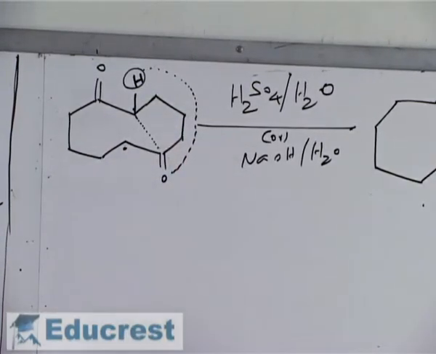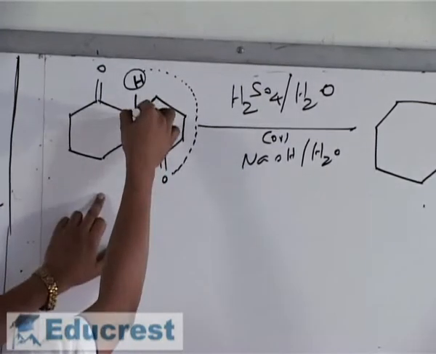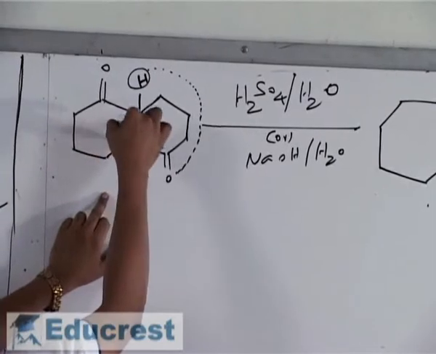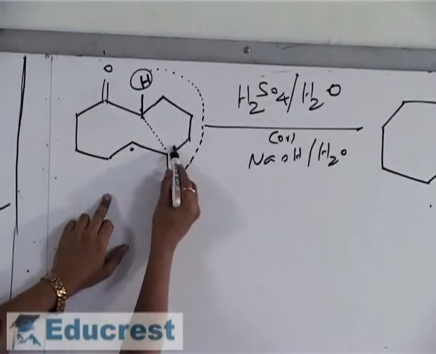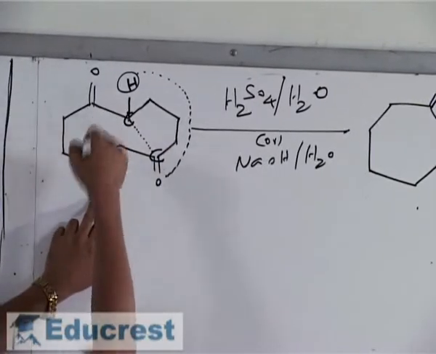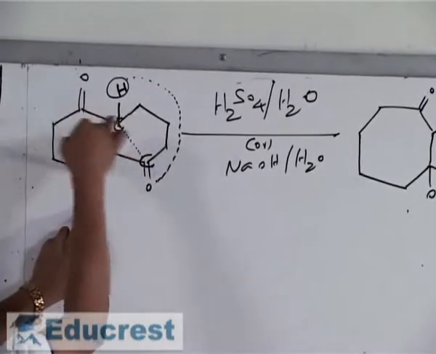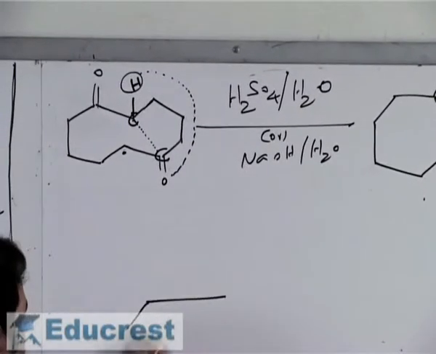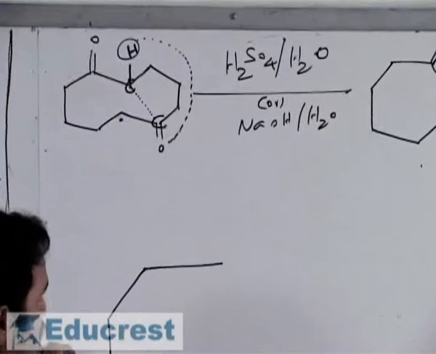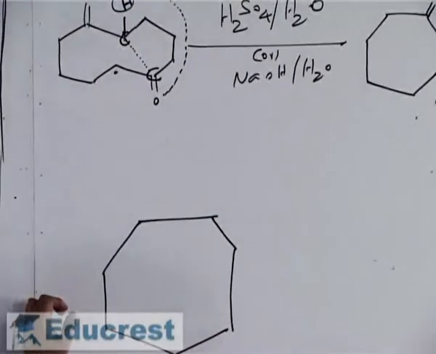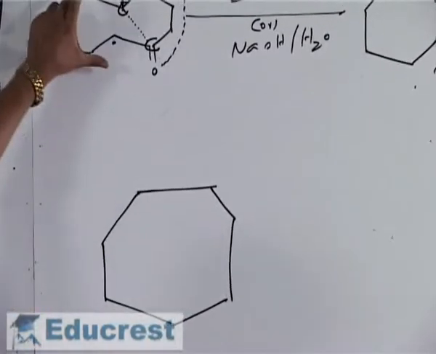So and hence you find out the total number of carbons now. This is 1, this is 2, this is 3, this is 4, this is 5, this is 6, this is 7. So with the help of this carbon and this carbon, in between these two carbons you have 5 other carbons, and hence a total 7 membered ring appears. So I am drawing the 7 membered ring now. Now this is a 7 membered ring, right? This is a 7 membered ring.